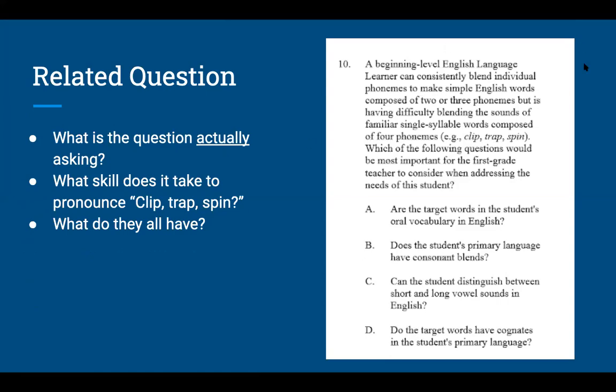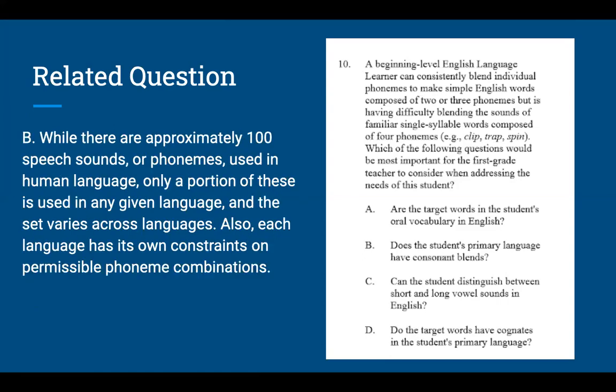So again, like I said, zooming in on blending, we're just going to go ahead and roll with it. So the correct answer would be B. And this is because while there are approximately 100 speech sounds or phonemes used in human language as a whole, only a portion of them are used in any given language, and the set varies across each language. Also, each language has its own constraints on permissible phoneme combinations.